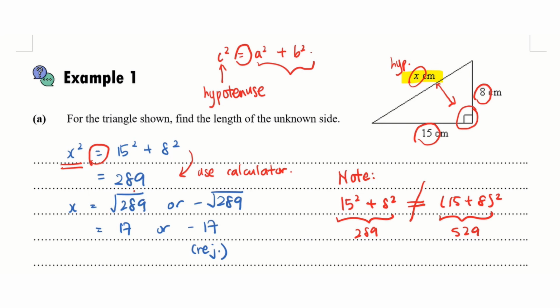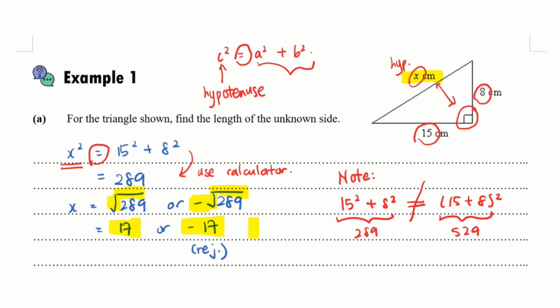So we get 289. Then x is equals to square root 289 or negative square root 289, because we want to find out what is x, we are not trying to find out what is x squared. So we got to do square root. And whenever we do square root, we must do both, the positive square root and also the negative square root. Then you press this into the calculator and we will get the answer 17 for the positive square root and negative 17 for the negative square root.